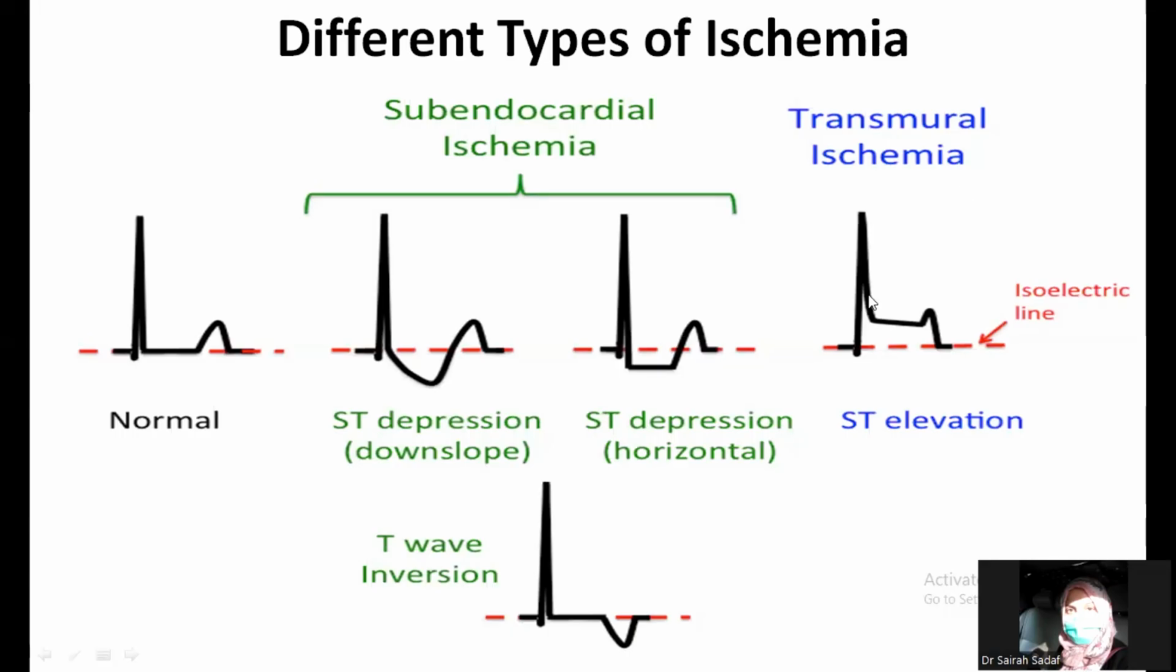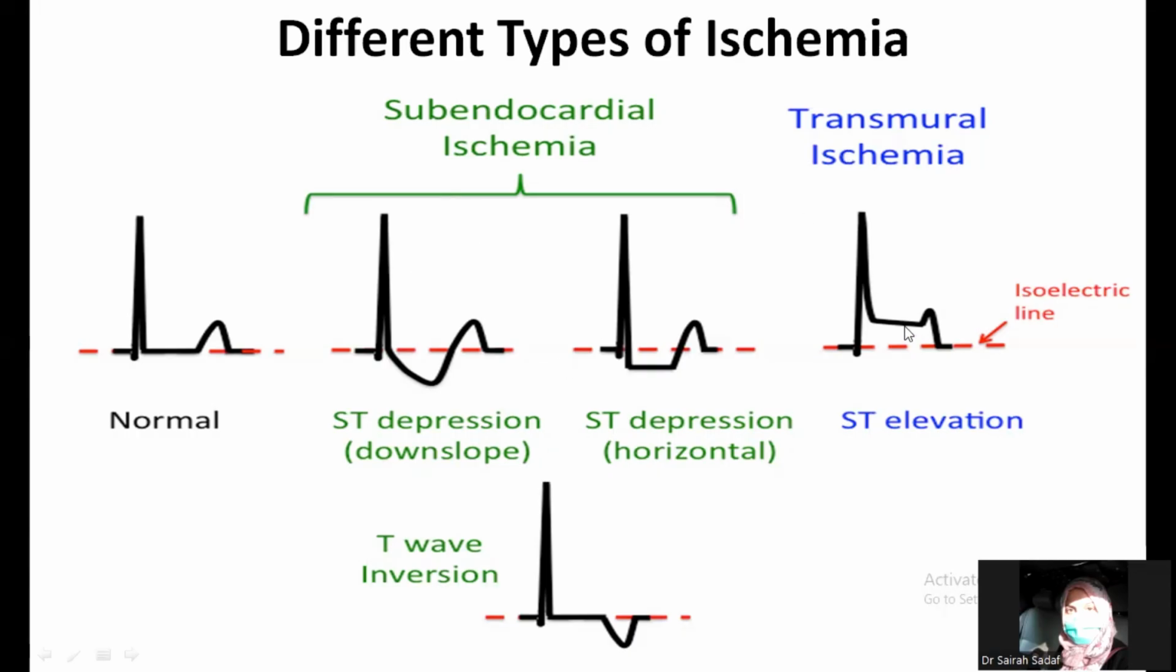Okay. So anyways, this is ST depression. This is horizontal ST depression. This is downsloping. This is ST elevation above that, as you can see. What is below? This is T-wave inversion. This is subendocardial ischemia. We are not all cardiologists, but just to have an idea, this is subendocardial ischemia.